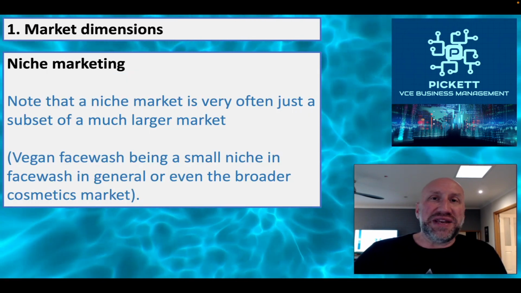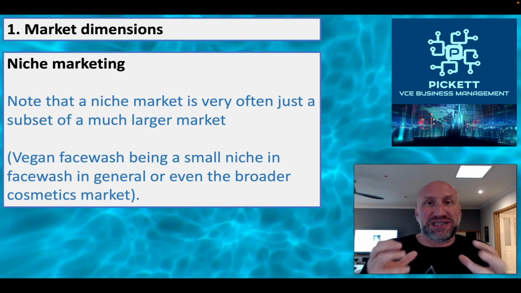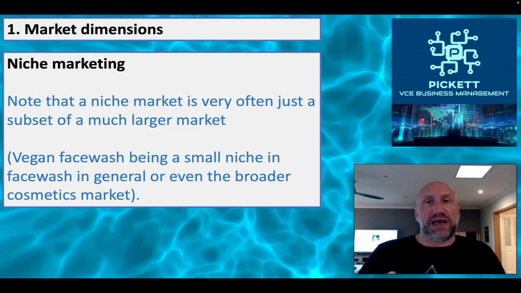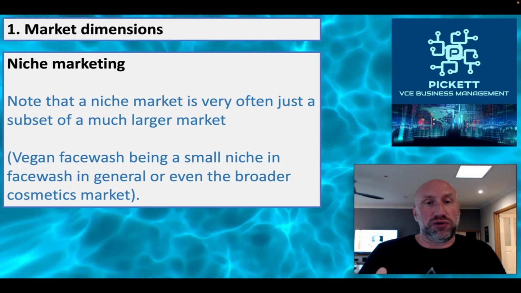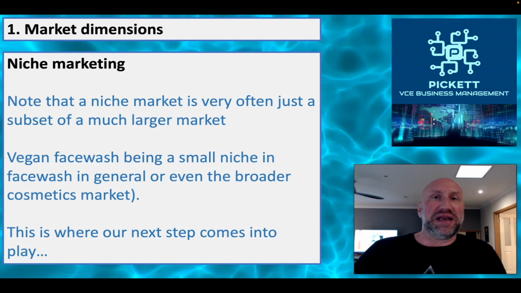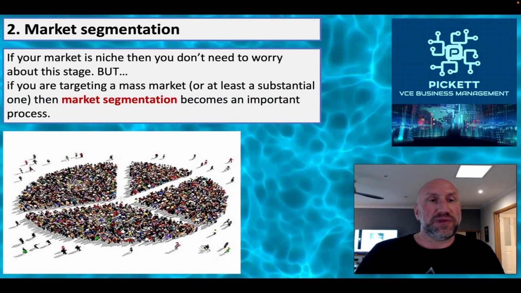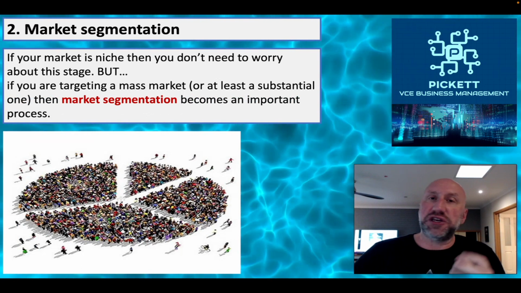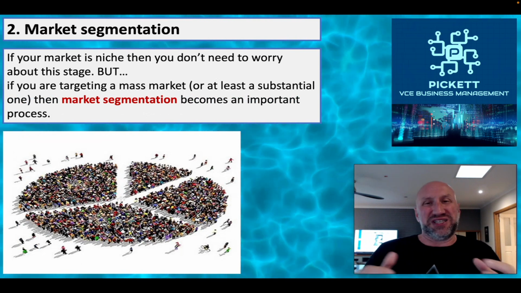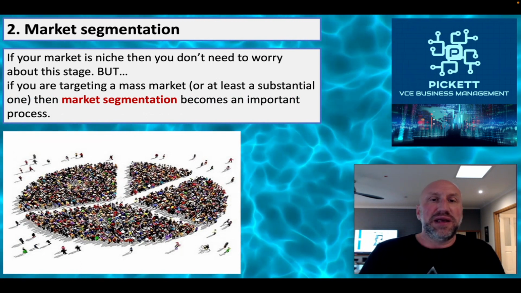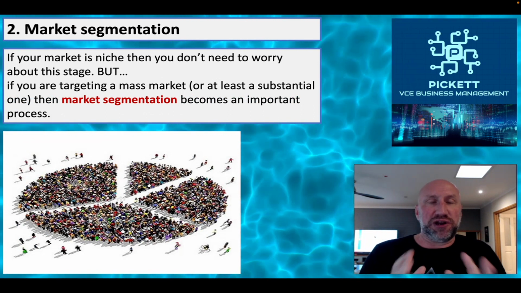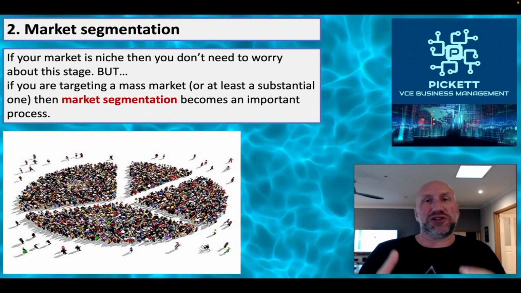Now, note that a niche market is very often just a subset of a much larger market. So vegan face wash is a small niche in the face wash market in general, or even the broader cosmetics market, you could say. That's where our next step comes into play. So if your market is niche, then you don't need to worry about this part. But if you are targeting a mass market, or at least a substantial market, then what you need to think about is market segmentation.